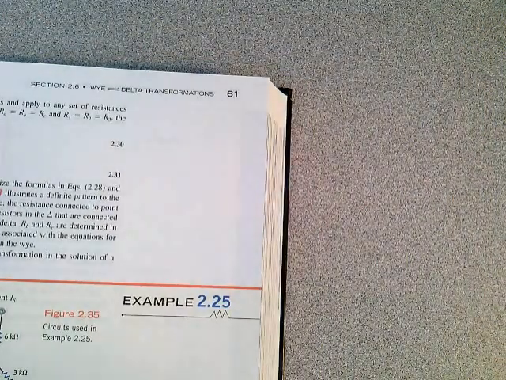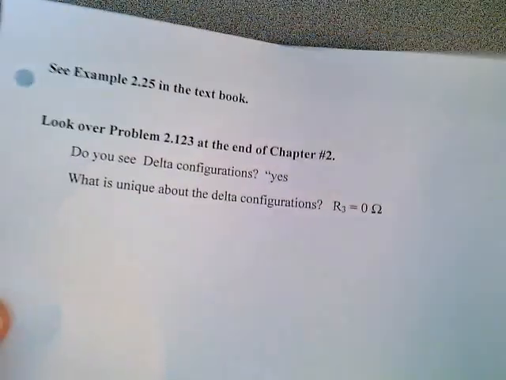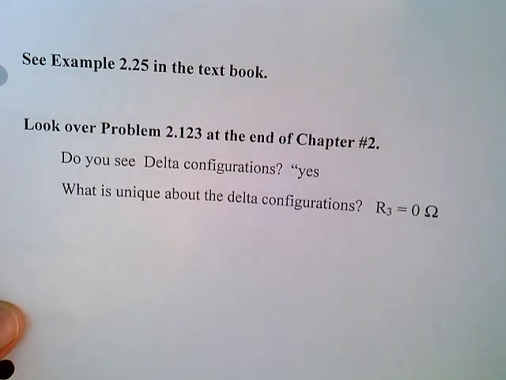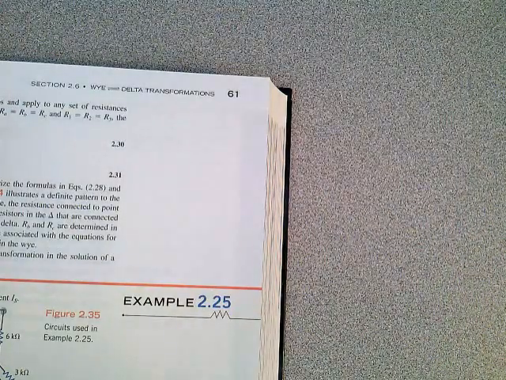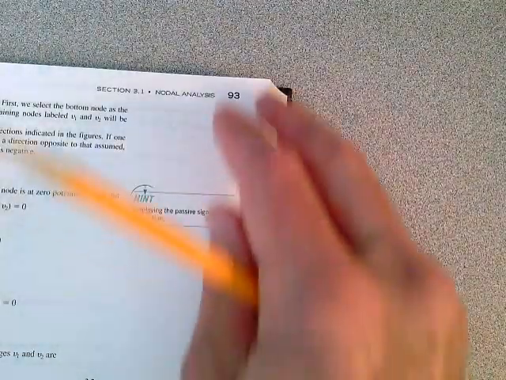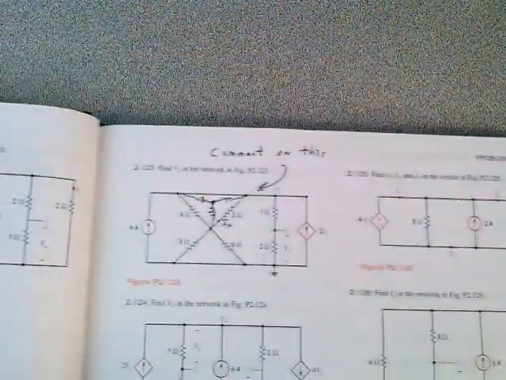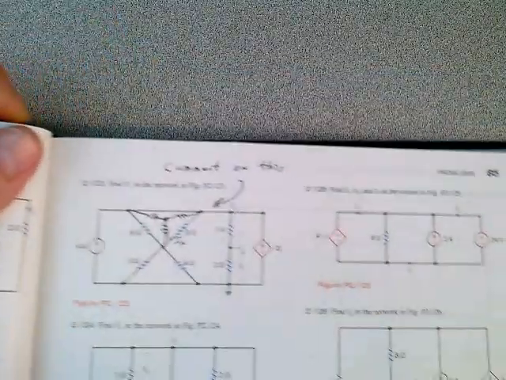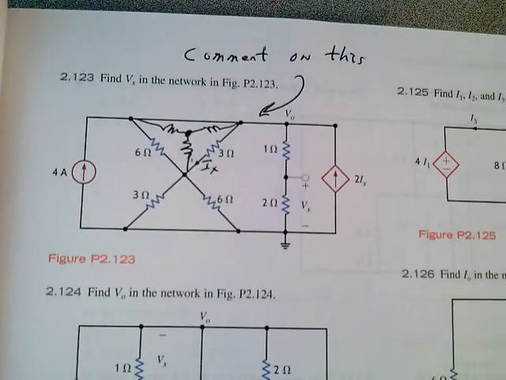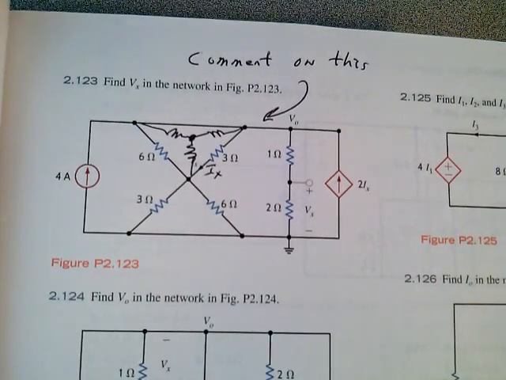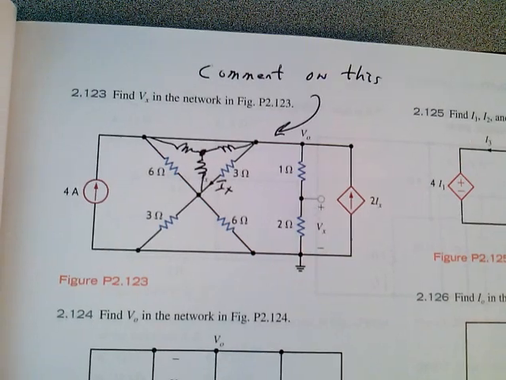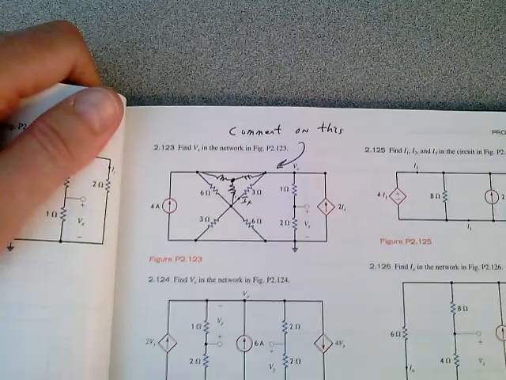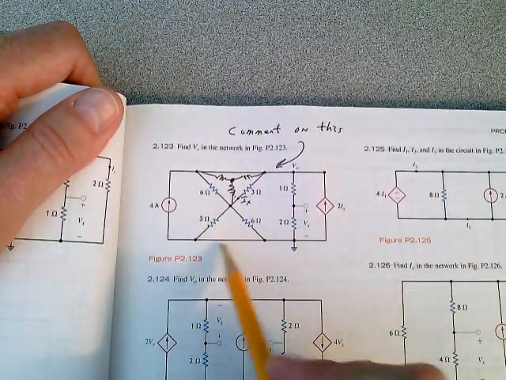Take a look, we're looking over here on page number 38 of our lecture notes, and I want to look over problem 2.123 at the end of chapter 2. Let's take a look at it once here. Let's look at this problem here. Find it in your version of the textbook. Looks like this. Do you see a delta configuration there? Well, I see two of them. I see two delta configurations in that circuit. I see a delta configuration up here, or I see a delta configuration down there.